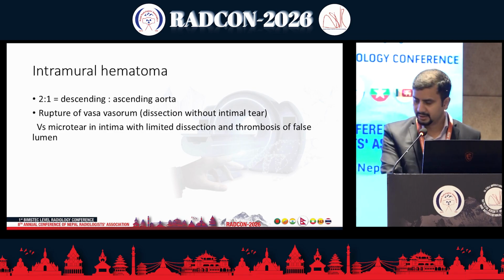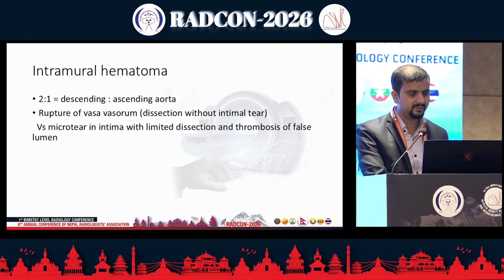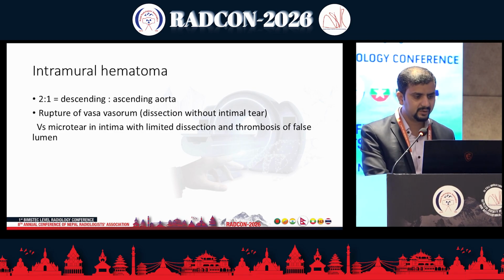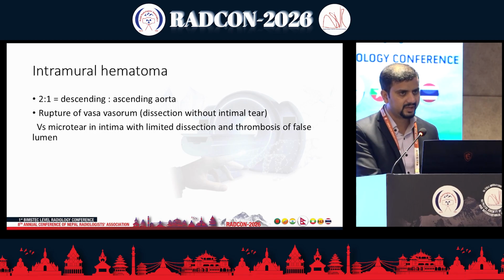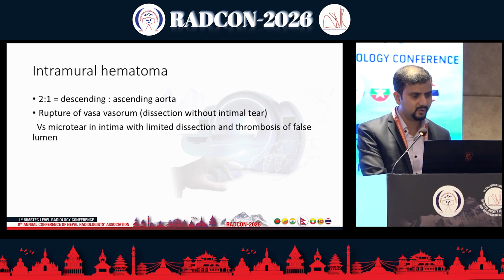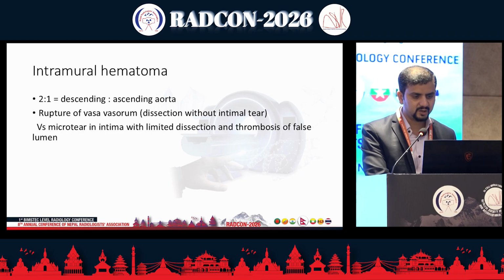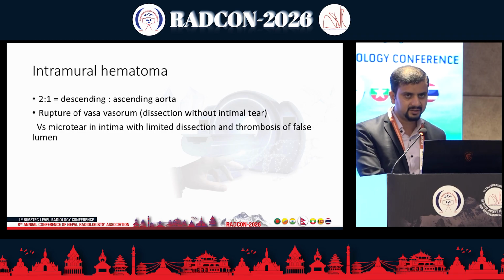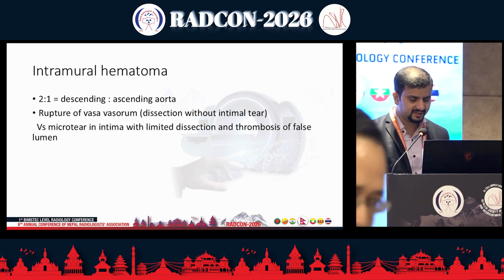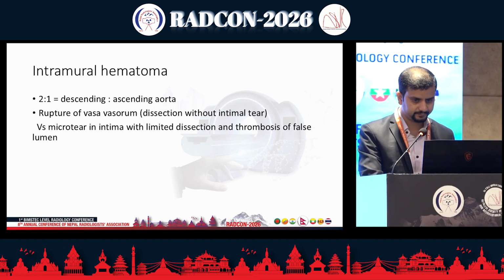So now, intramural hematoma. Intramural hematoma is more common in the descending aorta compared to the ascending aorta. There are two postulated hypotheses. One is the rupture of the vasa vasorum, in which case the hematoma occurs without an intimal tear, and the other postulated hypothesis is that it is a form of limited dissection where there is a micro tear, but there is thrombosis of the false lumen.